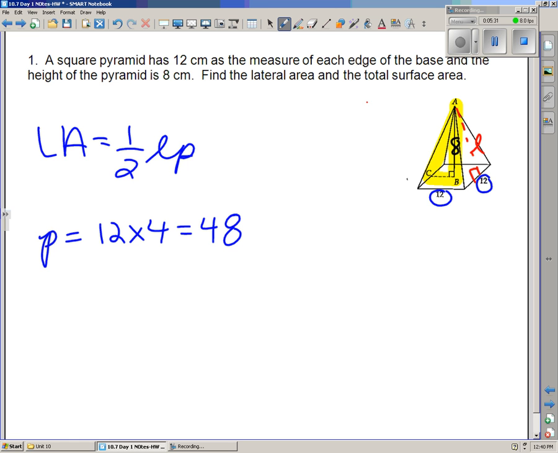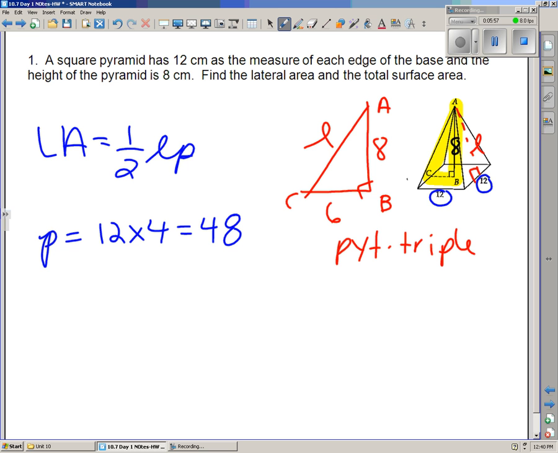So I'm going to pull that triangle out. We've got this being A, this being B, this being C. We already know that the altitude is 8, so there we go. CB is going to be half of 12 because the altitude of the pyramid is going down to the center of the base. And then we need to find the slant height. That just happens to be a Pythagorean triple. If you don't know it, you do the Pythagorean theorem, but if you do, you find out that L equals 10. So our slant height here is 10.